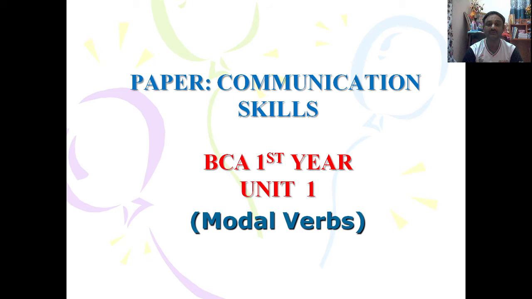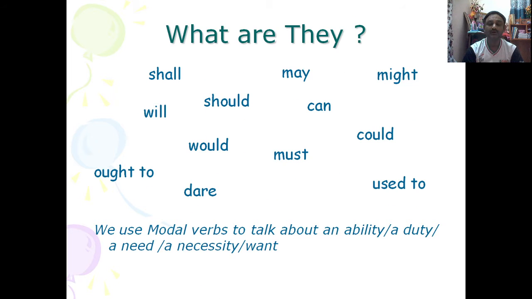Today we are going to study about modal verbs. Now, what are they? It is visible on your screen. It is divided into many categories like shall, should, will, would, may, might, can, could, must, ought to, dare and used to. So, we use modal verbs to talk about an ability, a duty, a need, a necessity, or a want.